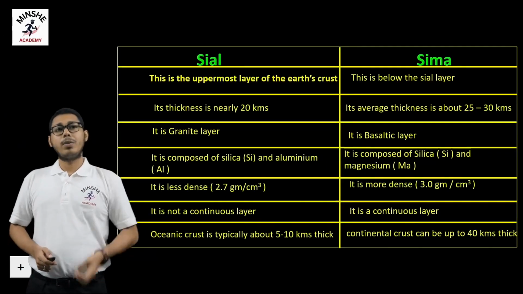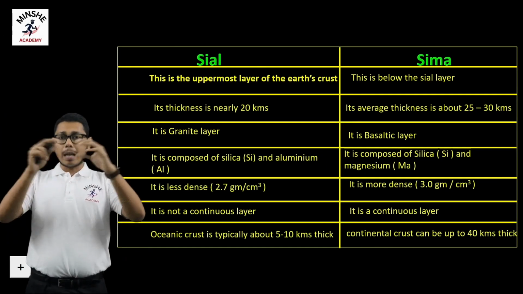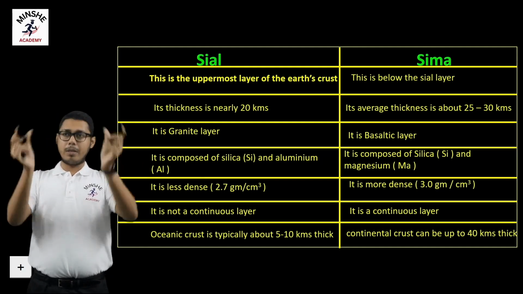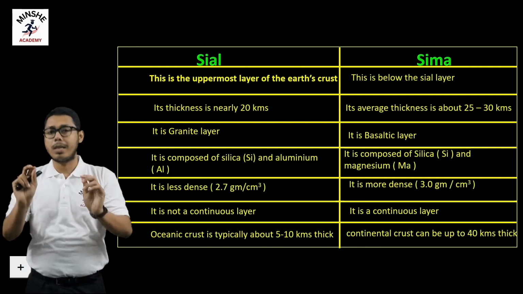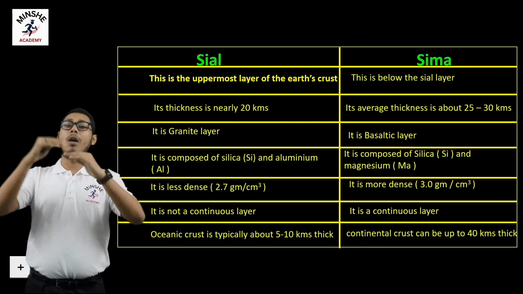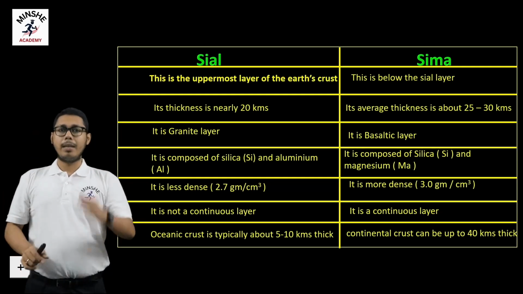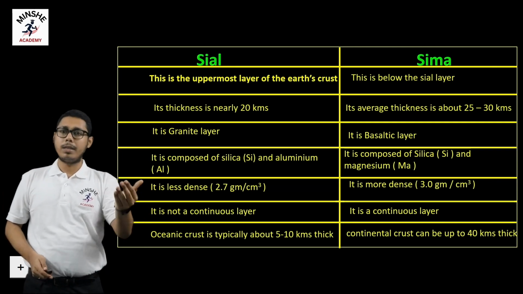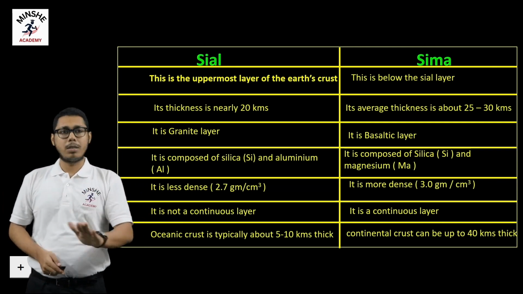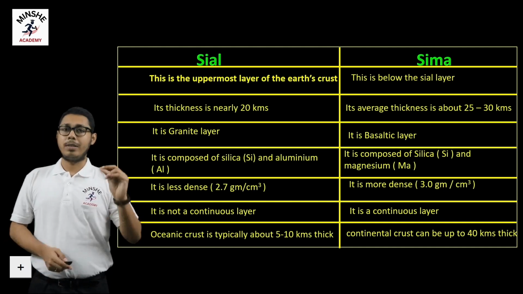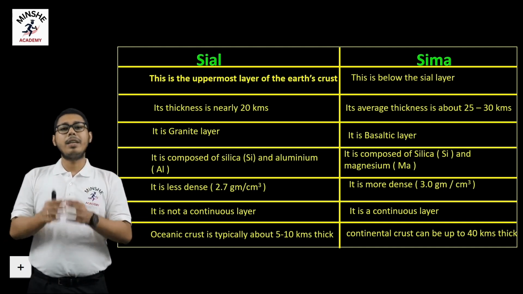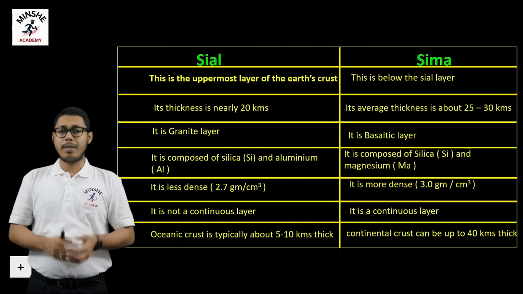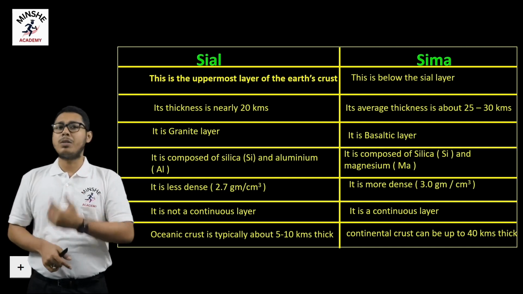Let's see. Here you can see the Sial. It is the uppermost, the outer surface of the Earth. The entire surface of the Earth is known as crust chemically, but its outermost surface is known as Sial. And the Sima is the surface below the Sial layer. Its thickness is nearly 20 kilometers, about 25 to 30 kilometers, right? Here it is a granite layer. Sial is mainly seen to have deposits of granitic rocks, and Sima is seen to have deposits of basaltic rocks.